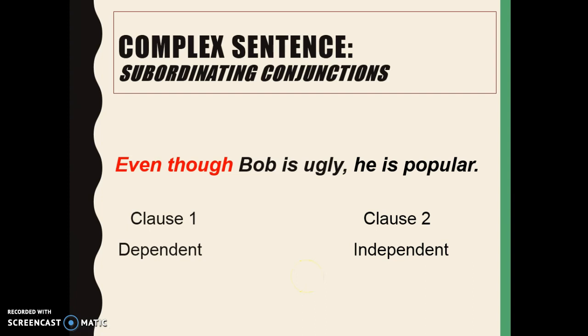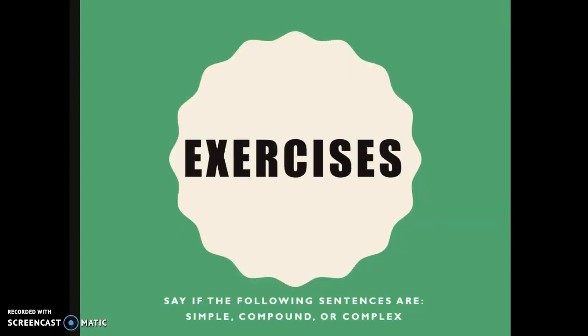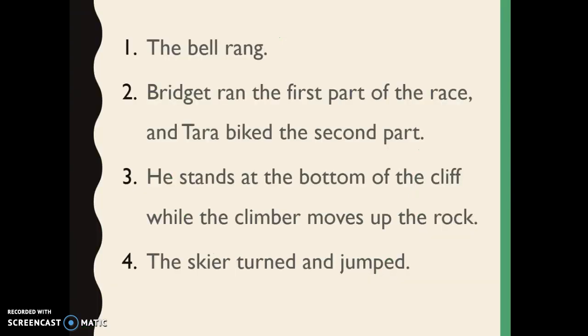Alright, that's all. We focus on simple, compound, and complex only, not compound-complex. Just those three. Let's take a look at the exercise here. You need to determine whether each sentence is simple, compound, or complex. The bell rang. Richard ran the first part of the race and Tara biked the second part. He stands at the bottom of the cliff while the climber moves up the rock. The skier turned and jumped.